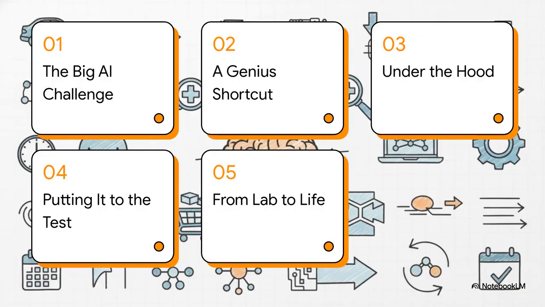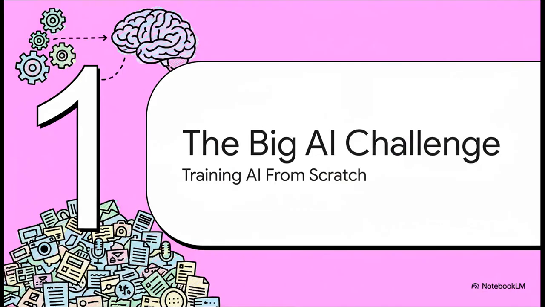So here's how we're going to break it down. First, we'll look at just how big this mountain really is. Then, we'll introduce the genius shortcut that changes everything. We're going to pop the hood to see how it works, put it to the test with real results, and finally, see how this idea is already changing the world around us. Okay, let's get into it.